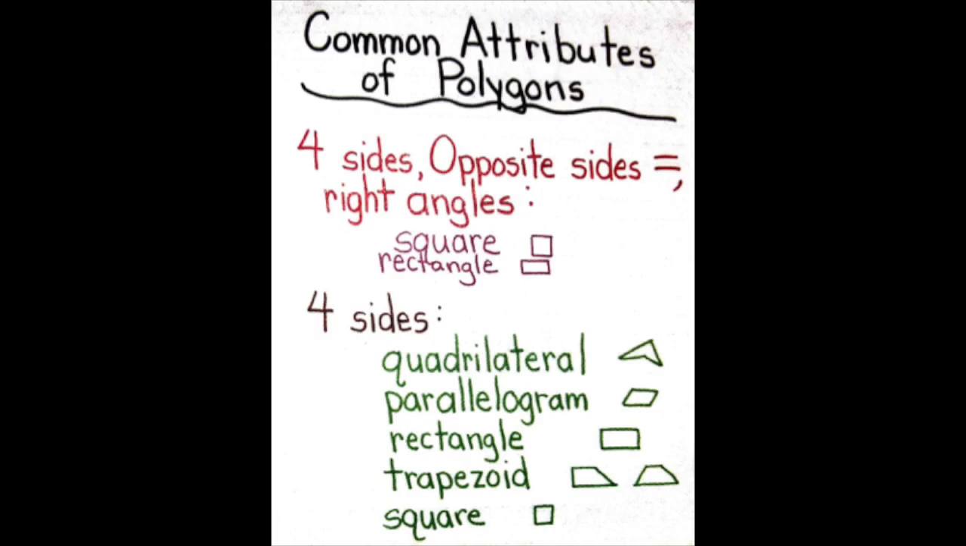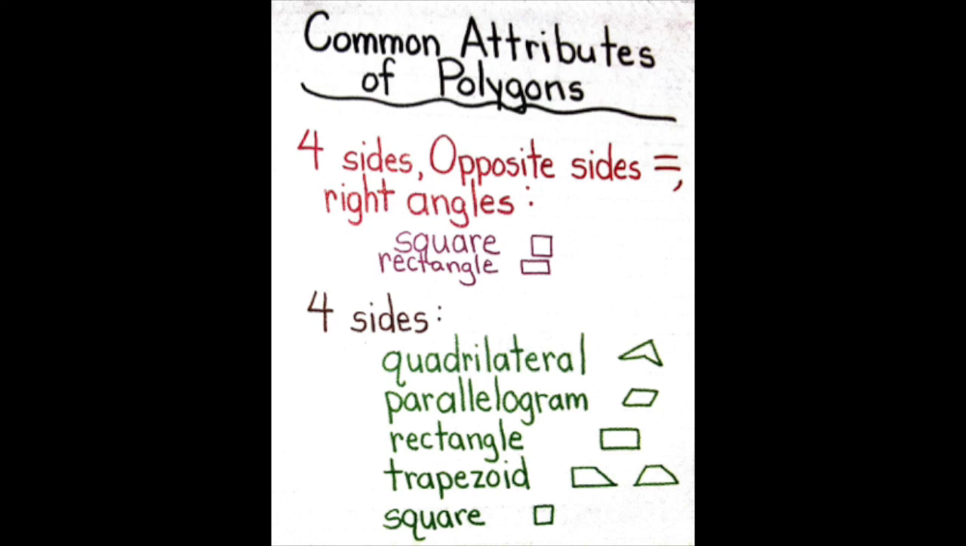So I saw a lot of you today, you did your common attributes of polygons. And just to review that, you should have written down four sides, opposite sides equal, right angles, such as a square or a rectangle. Some of the polygons have four sides, and we have quadrilaterals, parallelograms, rectangles, trapezoids, and squares.